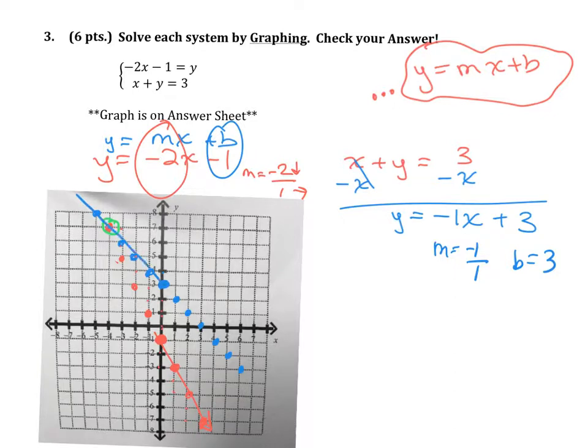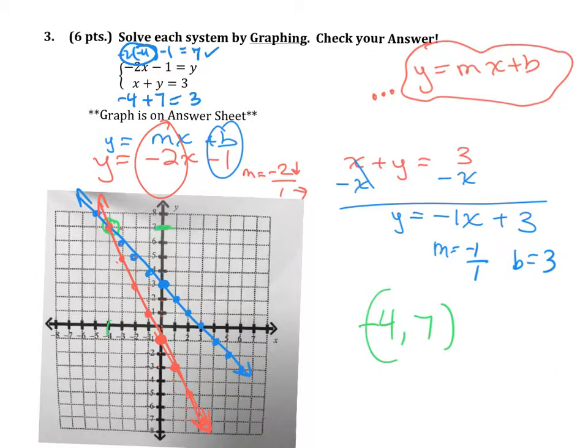So if I draw my line, and I draw the red one, the point of intersection is negative 4, comma 7. And you should always check your work to see if it's correct by plugging it in. Negative 2 times negative 4 minus 1 should equal positive 7. And negative 2 times negative 4 is 8. 8 minus 1 is 7. Plug it into the next one. x plus y should equal 3. And sure enough, it does. So I know that that's my correct answer.